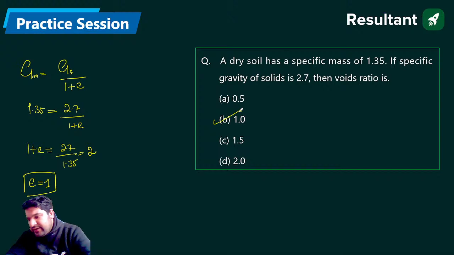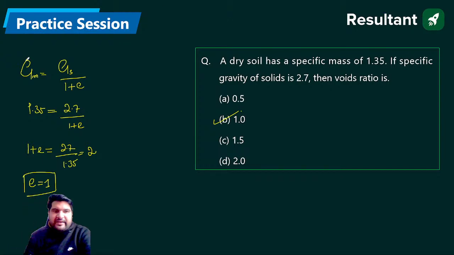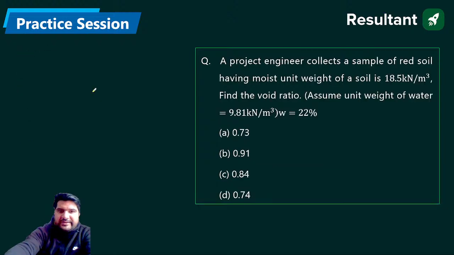Your e value is 1. B is the answer. Harshita is saying B is the answer. Absolutely correct. So this is a very, very important relation: the mass specific gravity is the specific gravity of the solid by 1 plus e. Next question.